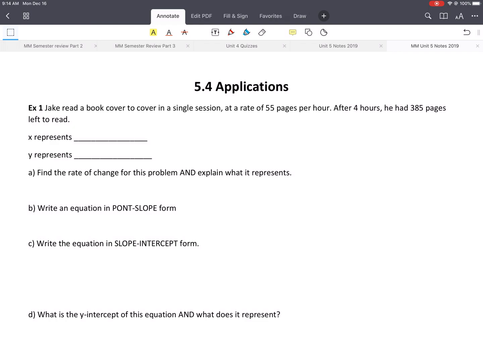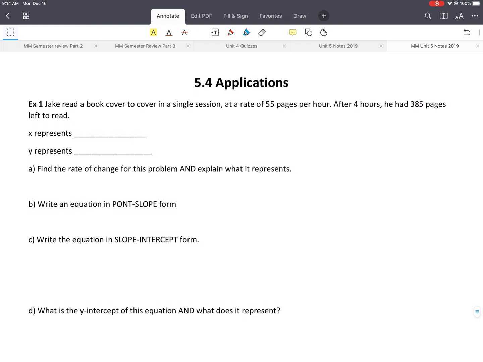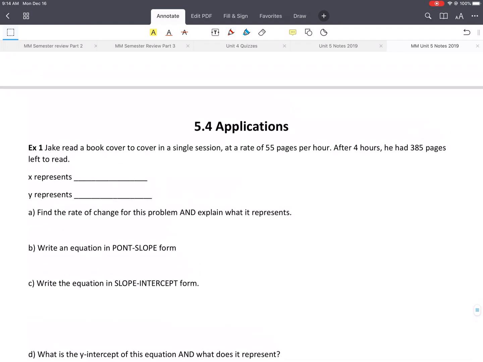So we've been talking about linear equations in different forms, whether they be standard form, slope-intercept, or point-slope. So we're going to work on some word problems, and if you have any questions, just let me know. Okay. So on your notes, it's a little off. This part that says example 1 is on the top or the previous page, so just be aware of that.